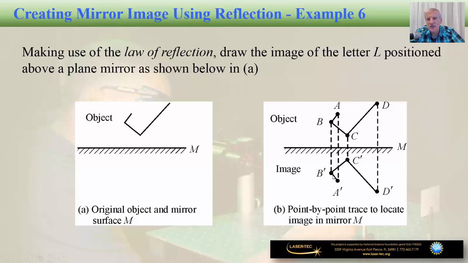So we define the points A prime, B prime, C prime, and D prime as mirror images of our points A through D, and then connecting them forms the shape of the mirror image of our L-shaped object.